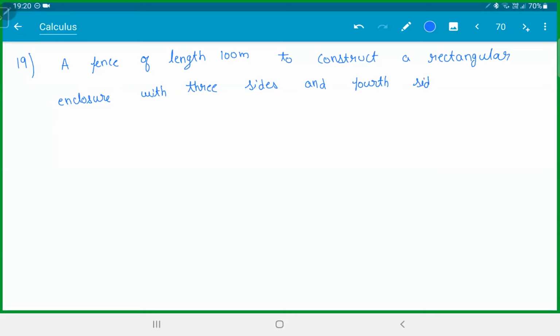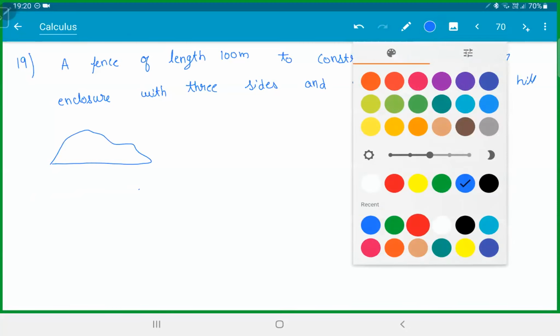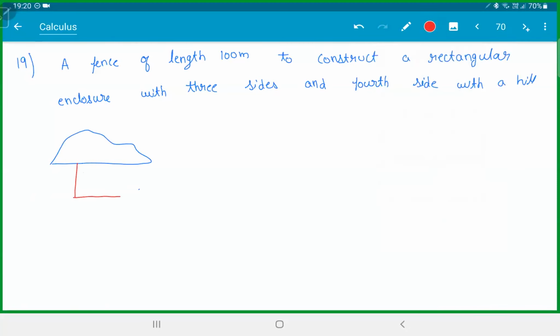But you have to use all the 100 meters. 4th side with the hill. So let's say we got some hill like this, and you're constructing fence like this. We're getting only 3 sides, and inside we have a sheep here. Yeah, they look cute. So no need to construct all the 4 sides. If you construct 3 sides, your job is done because the 4th side will be blocked by the hill. And this is that rectangular thing.